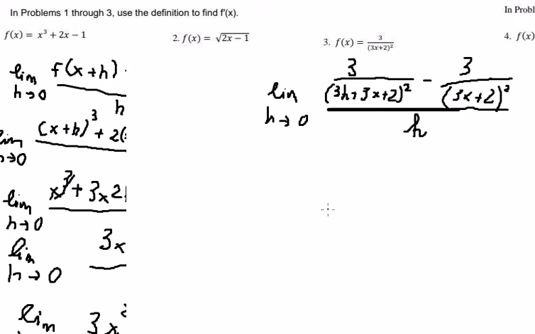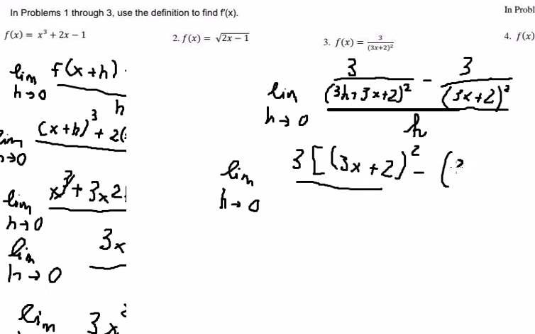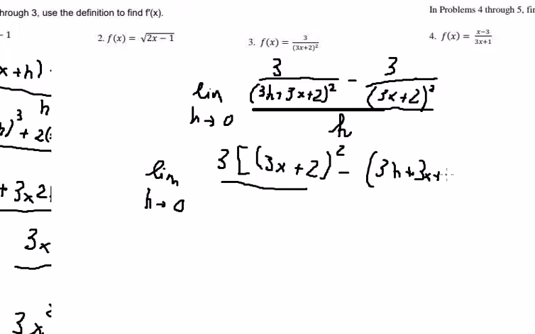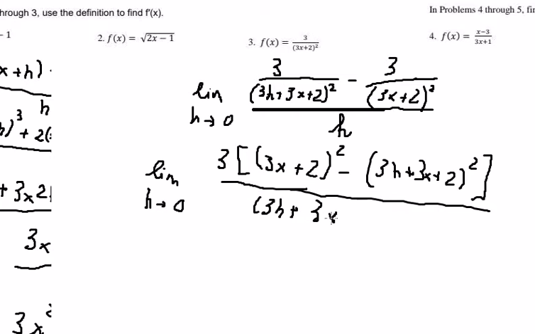We do common denominator. So we put about number 3 in here, and we have (3x plus 2) to the power of 2 minus 3h (3x plus 2) to the power of 2, and we got about 3h plus (3x plus 2) to the power of 2 multiplied with (3x plus 2) to the power of 2, and in here we have the h in here.